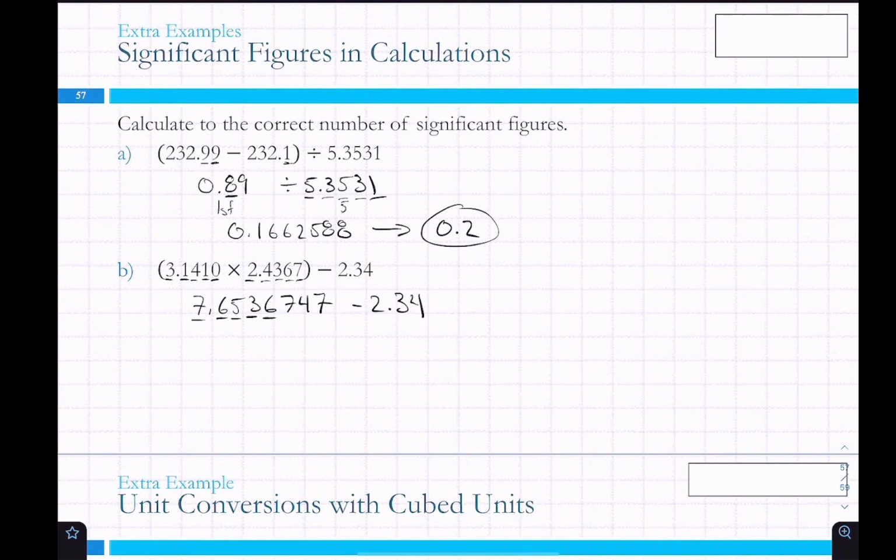And then when we subtract 2.34 from that number, we end up with 5.3136747. And now, because we're doing subtraction, we're keeping decimal places. So keeping 2 decimal places, 5.31, the answer for that.